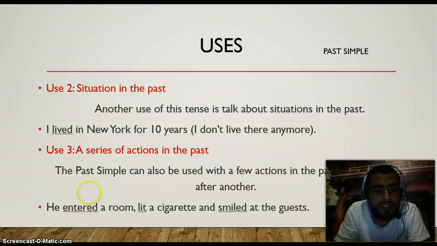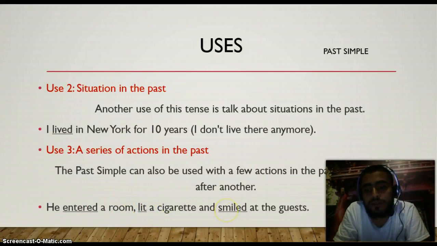So we can see in the example the subject, the verb with ed, and the complement. Here's an irregular verb like live, and smile also one of the regular verbs in past simple.